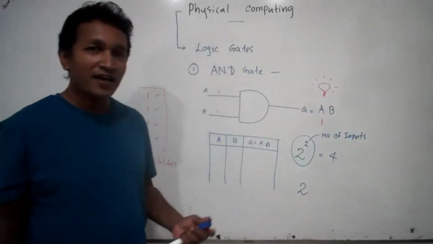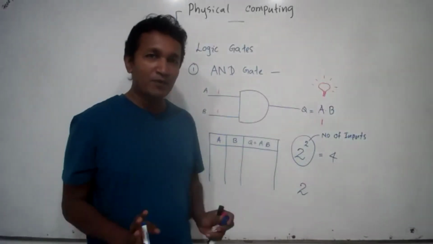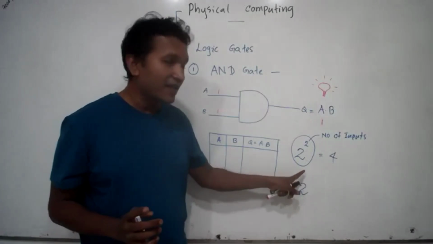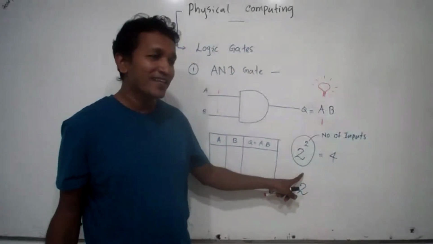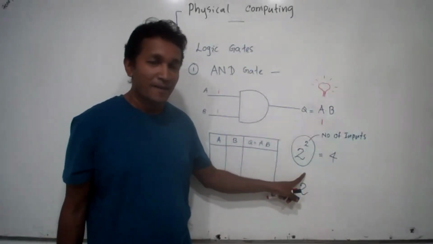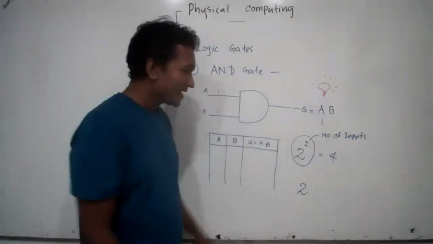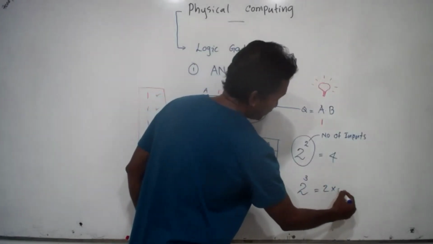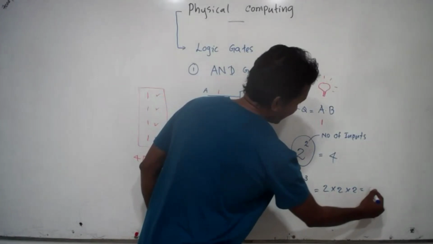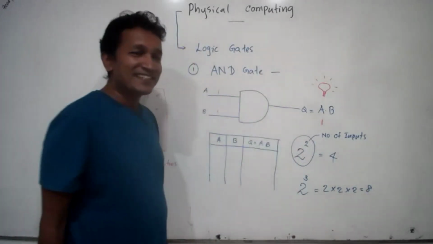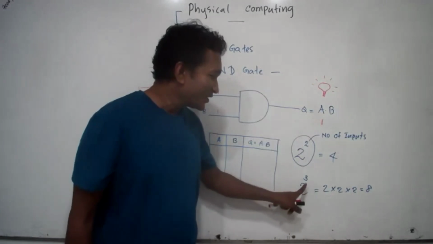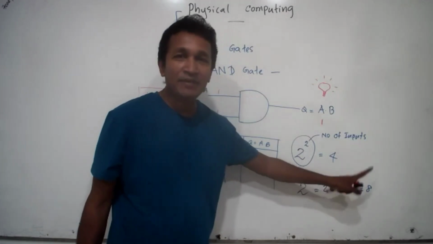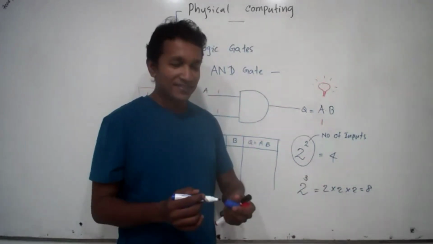So there can be logic gates where there can be 3 inputs. In this case only 2 inputs. When there are 3 inputs, how many possibilities are there? 6. Yes, 2 to the power 3. That means 2 into 2 into 2. Not 6. That is 8. Right? There can be 8 possibilities. Got it?